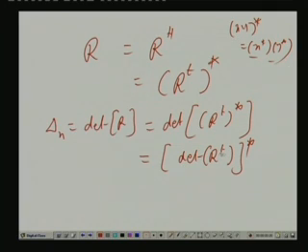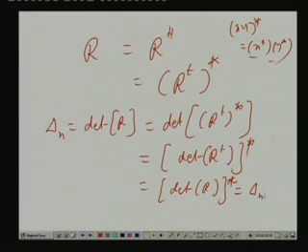And here the determinant of R transpose is the same as the determinant of R, because transposition does not change the determinant, which is nothing but delta n. So delta n equals delta n star. So, delta n and delta n star are the same, which means delta n is a real number.